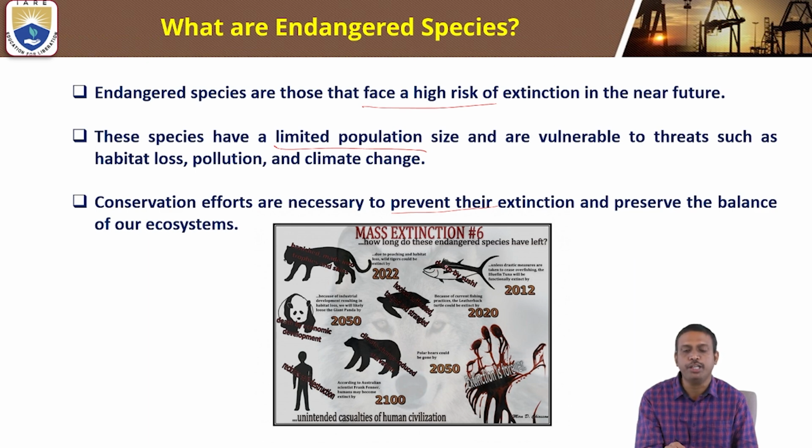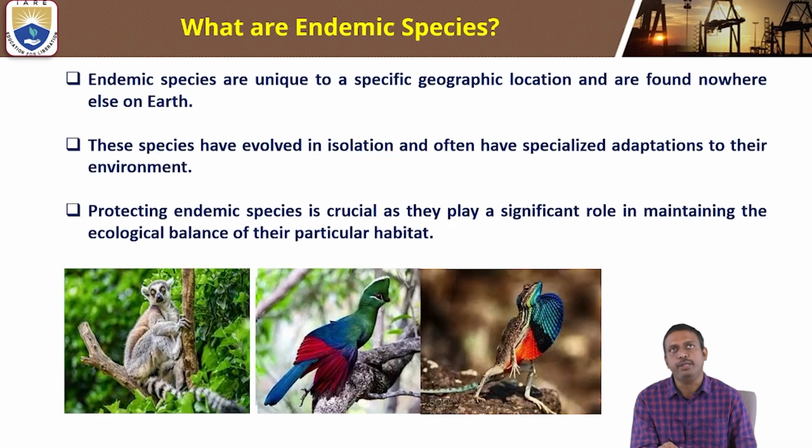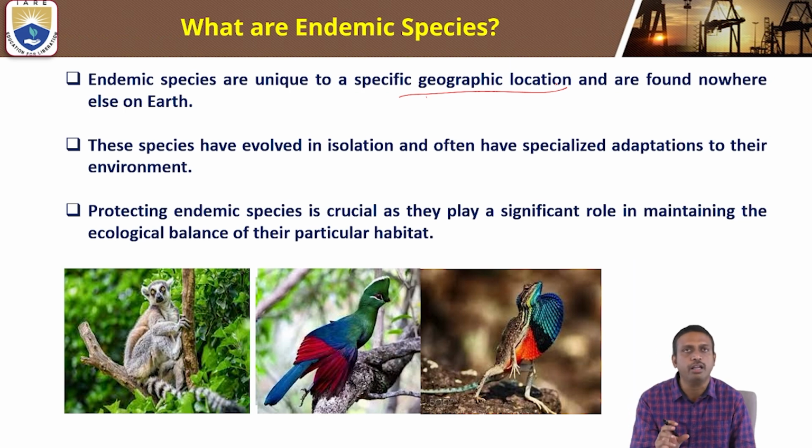Species with limited population size, vulnerable to threats such as habitat loss, pollution, and climate change, are called endangered species. Conservation efforts are necessary to prevent their extinction and preserve the balance of our ecosystem. Endemic species are unique to specific geographic locations. They are specific to a particular location and found nowhere else on earth. These species have evolved in isolation and often have specialized adaptations to their environment.